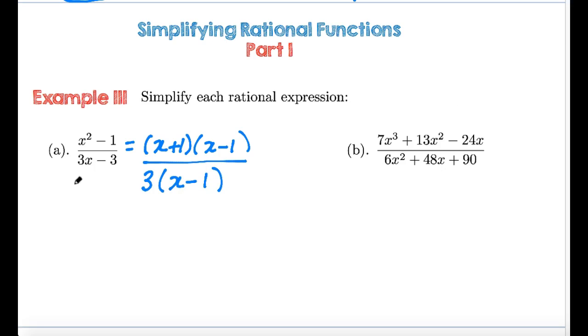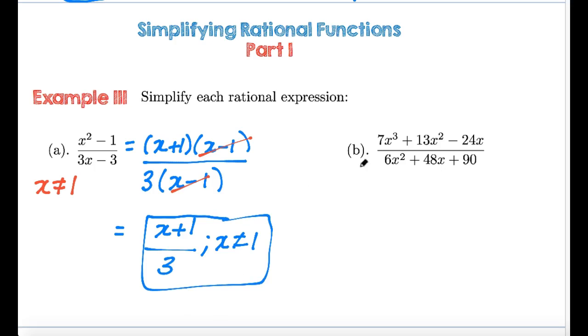So looking at the denominator, right now I know that x cannot equal 1. But let's simplify. X minus 1 cancels, and we get x plus 1 over 3. And I know that x cannot equal 1.